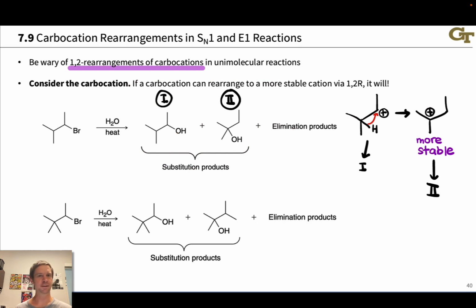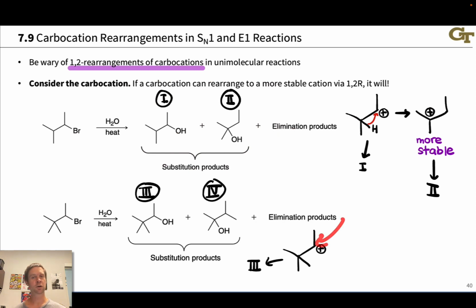In the second case, we've got a similar secondary alkyl halide substrate reacting with water upon heating, and we get not 1 but 2 substitution products as well as elimination products. The first substitution product, if we call that 3, is derived from the carbocation that forms after loss of bromide. So we get this carbocation, water comes in here, we lose a proton, and we end up at alcohol 3. However, again, it's a secondary carbocation, and we need to consider the possibility of rearrangement to a tertiary carbocation.